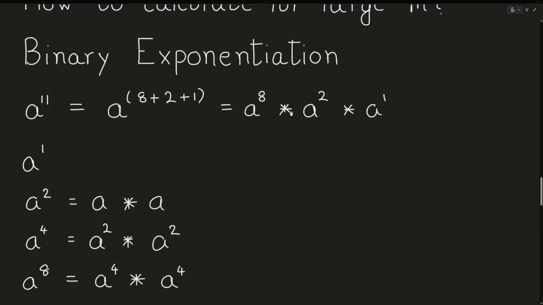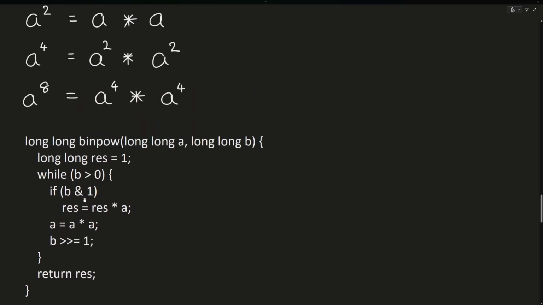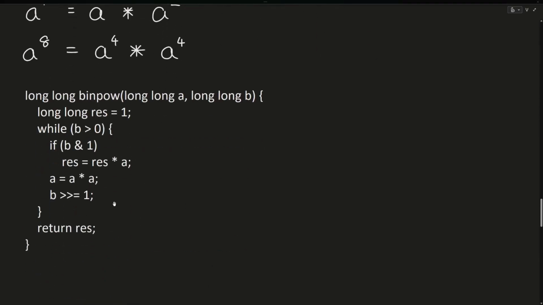Since we need a power 8, a power 2 and a power 1, we'll be considering these for the result, but not a power 4, since we don't have a requirement for 4 here. That's what this b and 1 is checking. So we move on by squaring the current a. So like here we have a square is equal to a into a, a power 4 is equal to a square into a square. We take the previous value of a and square it.